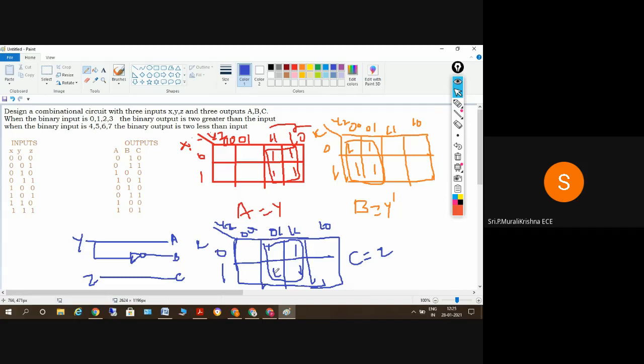Okay, so take down another problem. Design a combinational circuit. So this is your exercise problem. Most of the problems are your exercise problems, which come after your textbook. After the completion of the unit, you'll find these problems.